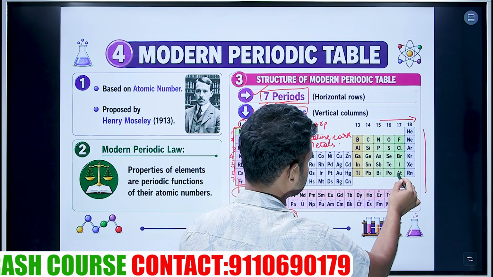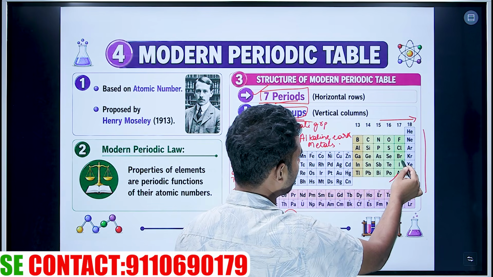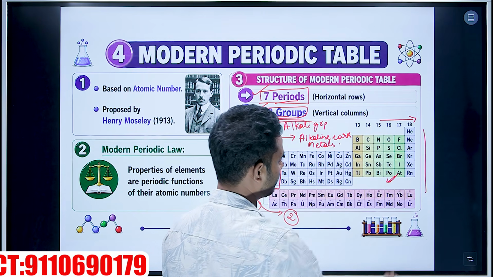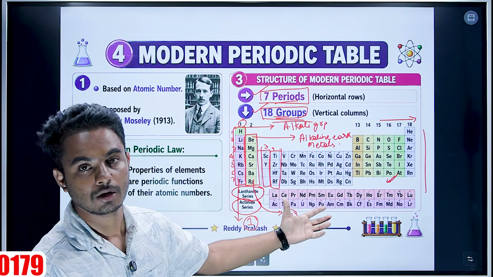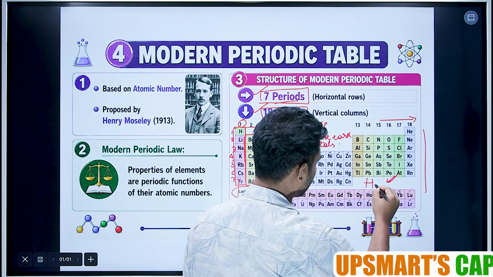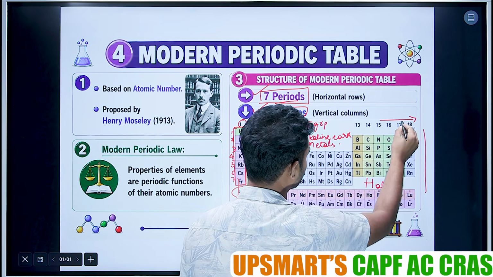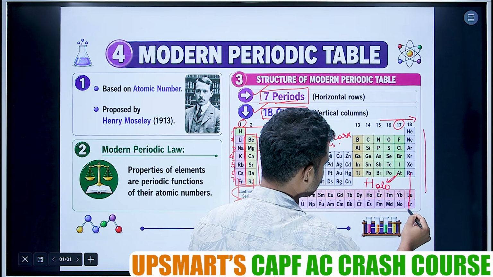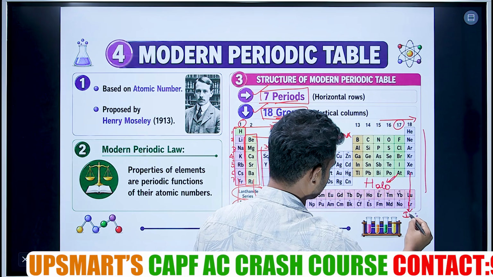Now, these are fluorine, bromine, iodine, astatine. I told you in the previous class, what are these called? Halo groups. Halo groups are the 17th group. The last one is the inert group.